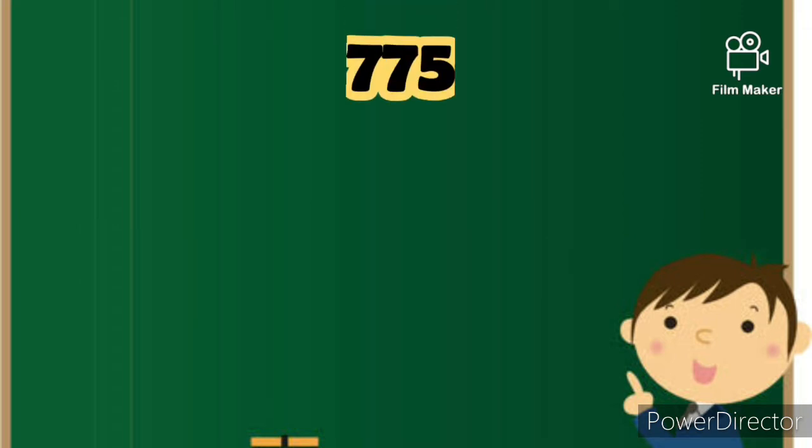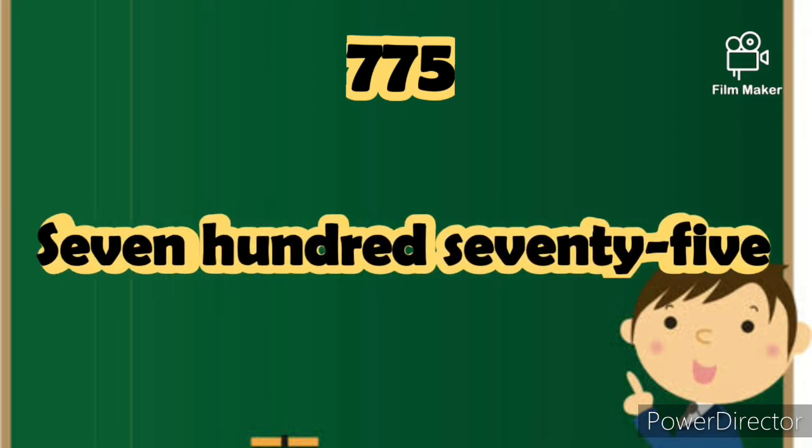Let us take one more example. Next number is 775. How will you write this number in words? The spelling of this number will be S-E-V-E-N, 7, H-U-N-D-R-E-D, 100, S-E-V-E-N-T-Y, 70, F-I-V-E, 5. So this number can be written like this.